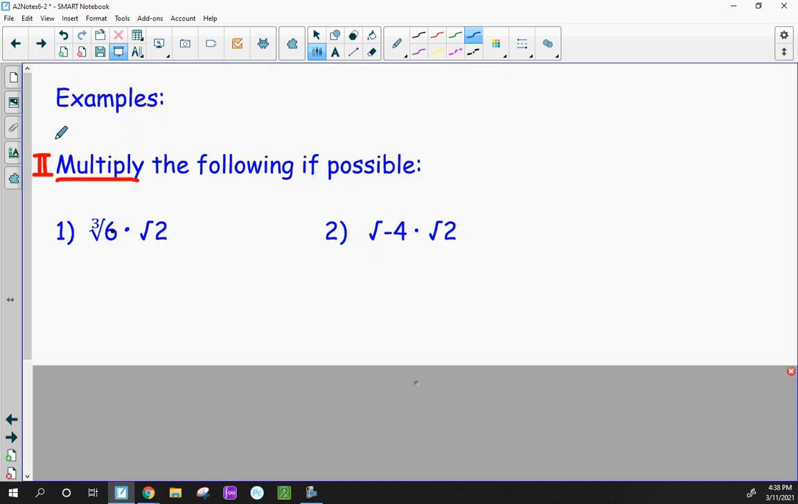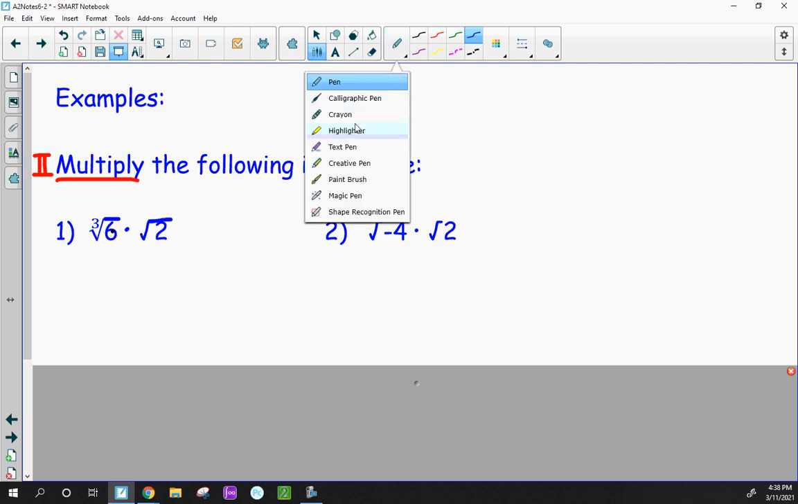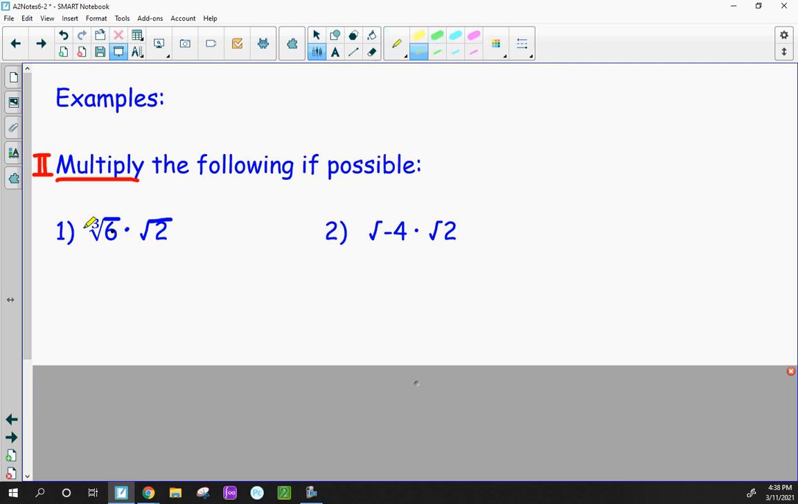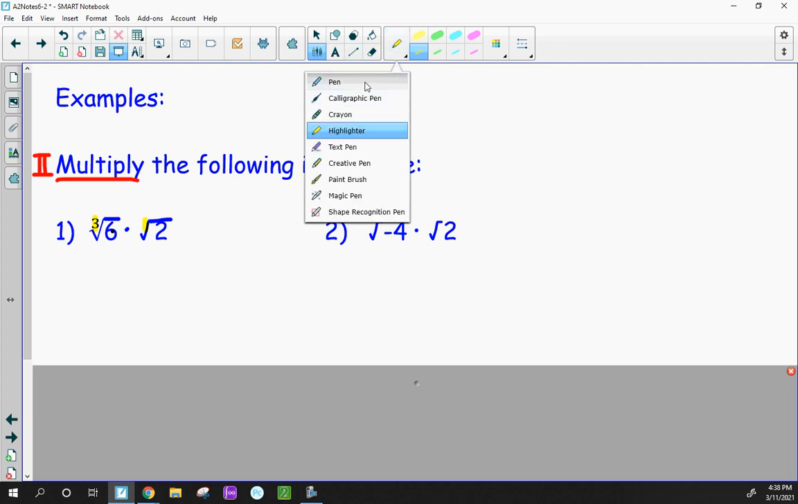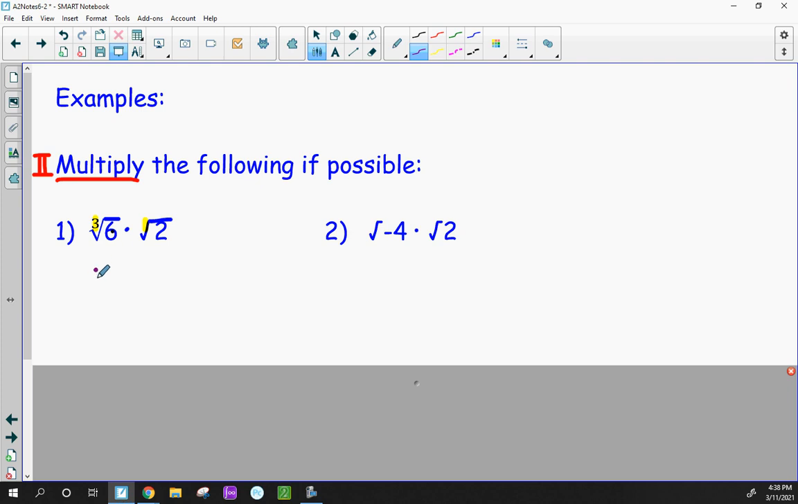Alright, so let's try these. Multiply the following if possible. Number 1, we've got the cube root of 6 times the square root of 2. The first thing you always check for in a multiplication problem is if the index numbers are the same. In this case, they are not. So you are not allowed to multiply these together. There is no product, so this one's not possible. No product, not possible, no answer. You can write any of those you wish.